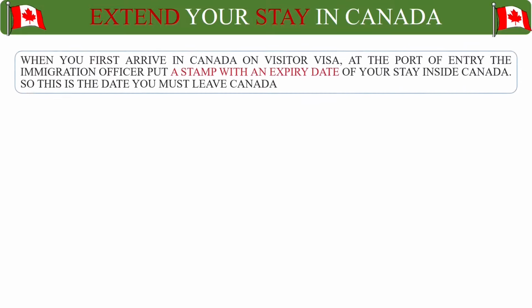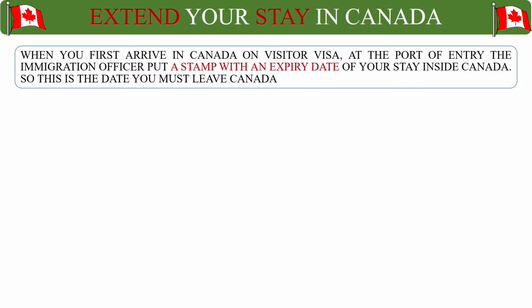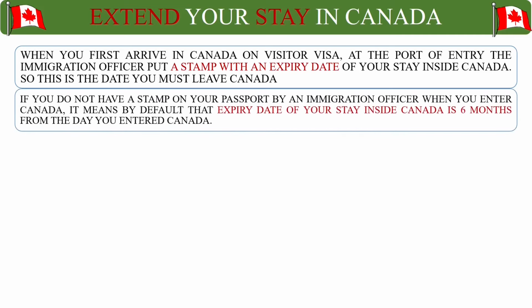In this video, we will discuss how to extend your stay as a visitor inside Canada. When you first arrive in Canada on a visitor visa, at the port of entry, the immigration officer puts a stamp with an expiry date of your stay inside Canada. So this is the date you must leave Canada. If you don't have a stamp on your passport by an immigration officer when you entered Canada, it means by default that the expiry date of your stay inside Canada is 6 months from the day you entered Canada.